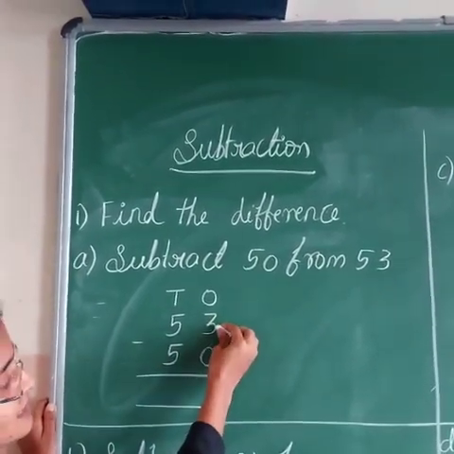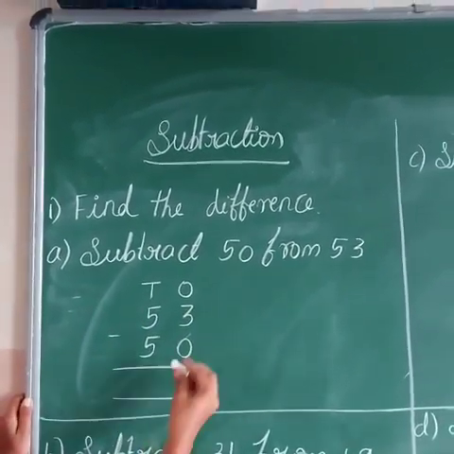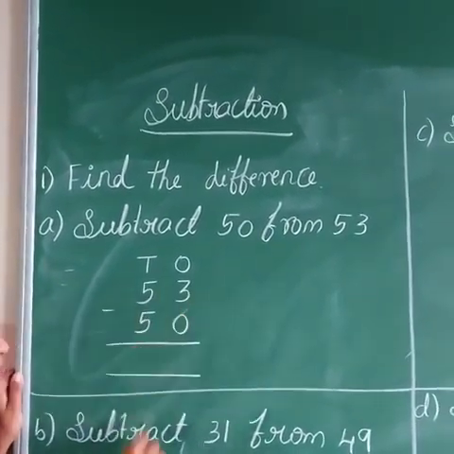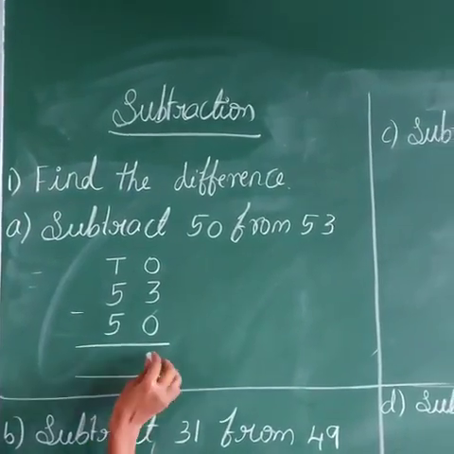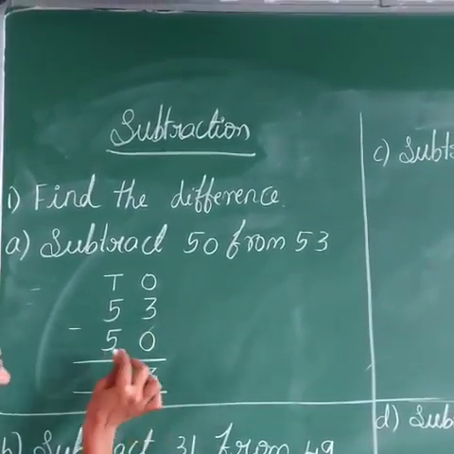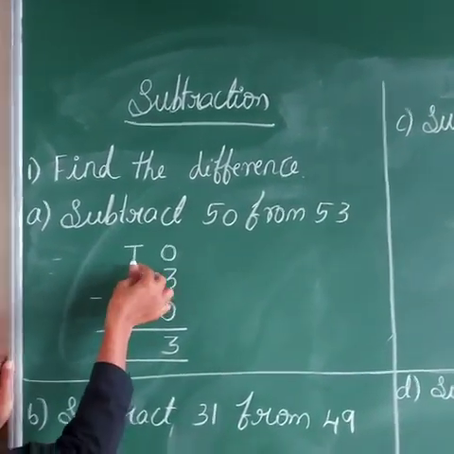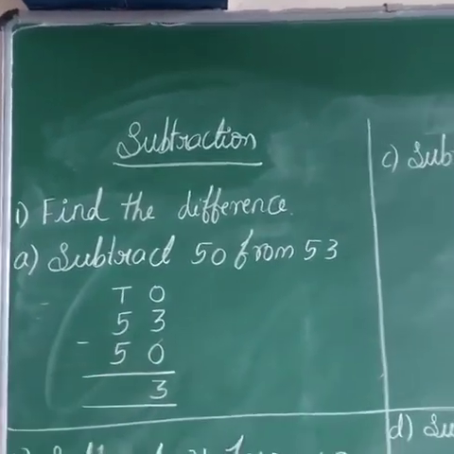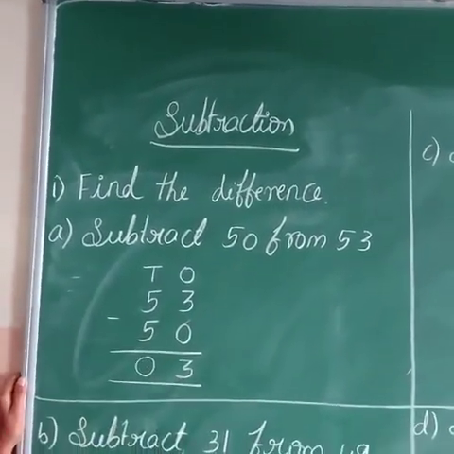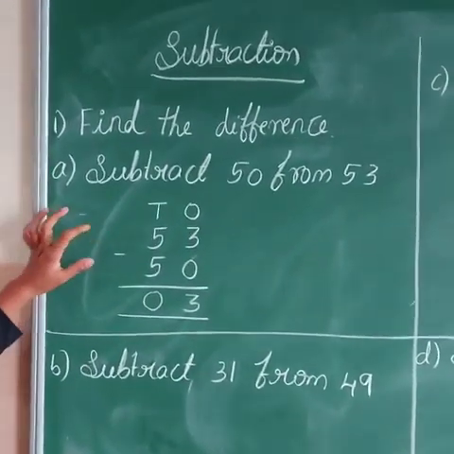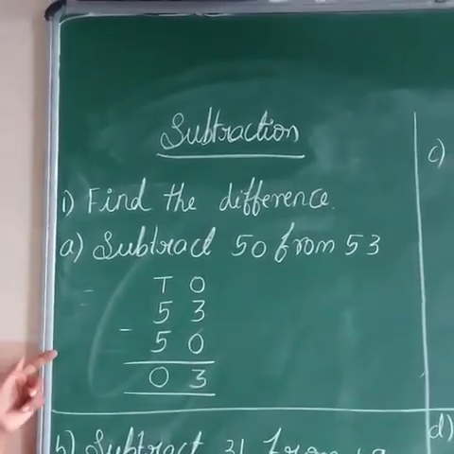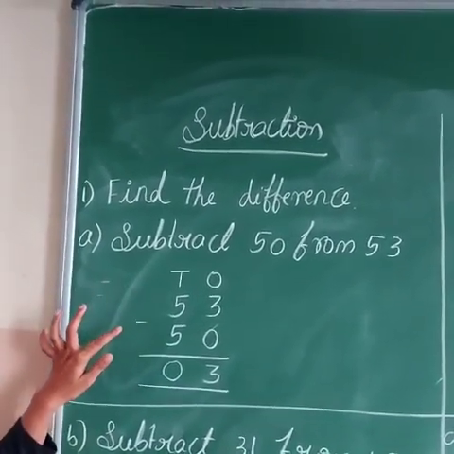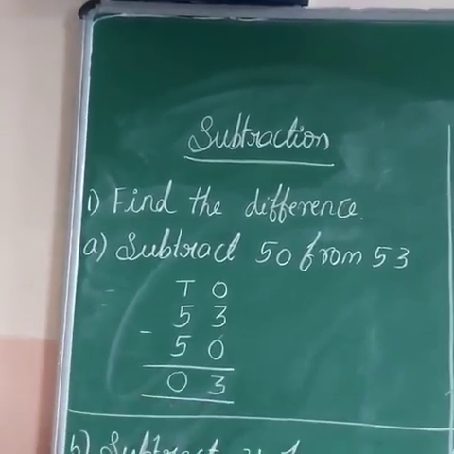Start the difference with the ones place, that is 3 minus 0. Subtracting 0 from a number gives you the same number back. So 3 minus 0 is 3. In the tens place, 5 minus 5. When you subtract a number from itself, the answer is 0. So 53 minus 50 is 3. The difference between 53 and 50 is 3.